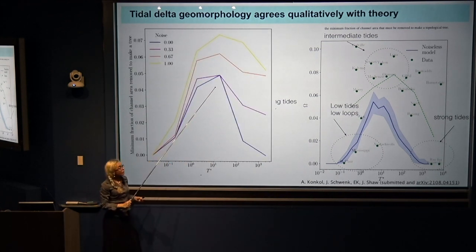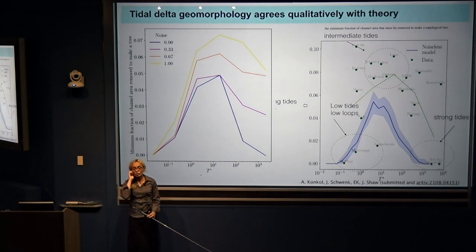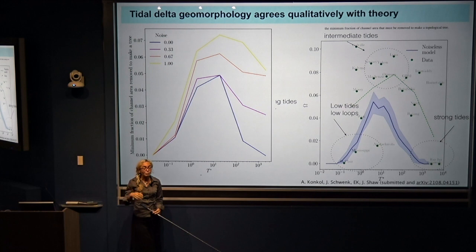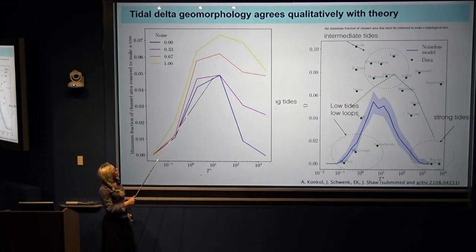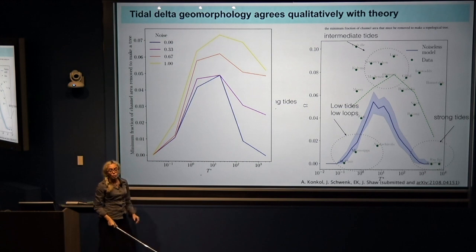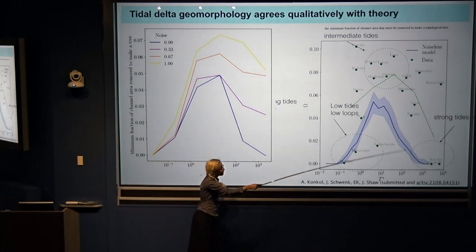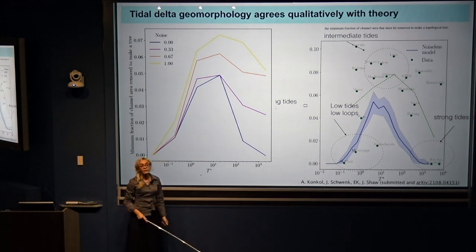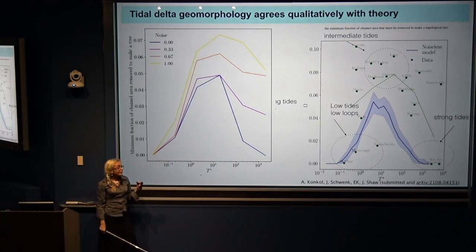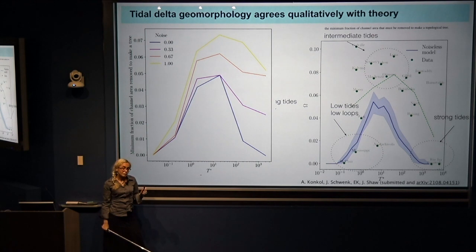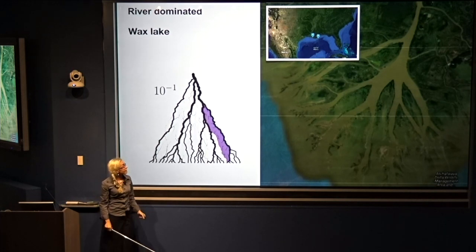And what we saw is that if we introduce noise, if we actually introduce dynamics in how the tides happen, a little bit more accurate dynamics, then the number of loops goes up. So it is possible, if we did a full modeling of the propagation of the tidal wave, we would have a much better fit. But the principle here is that tides is likely what is behind the architecture of the tidal deltas.